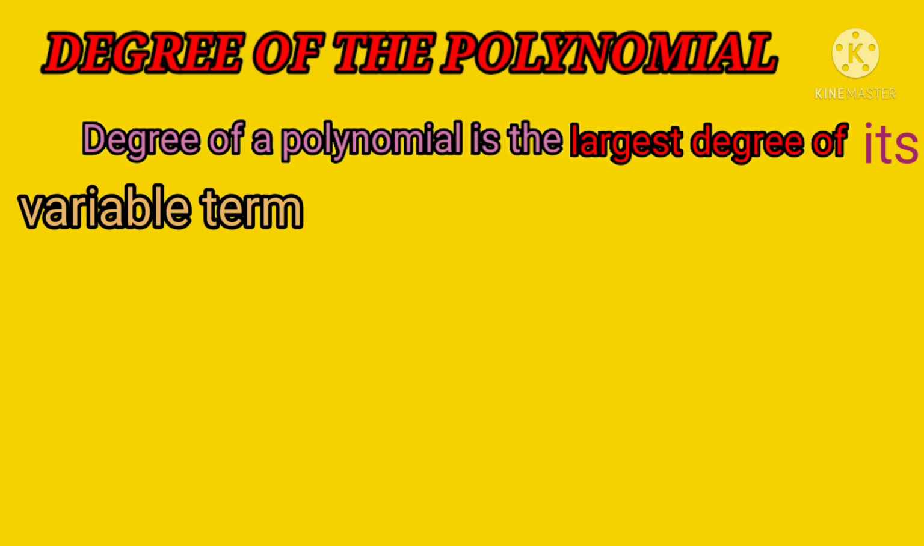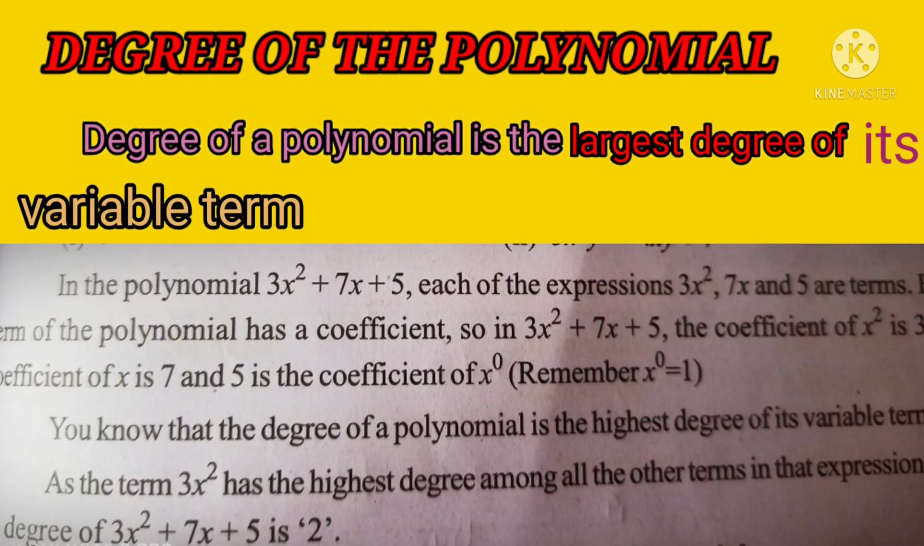Students, next we discuss the degree of the polynomial. The degree of the polynomial is the largest degree of its variable term. Observe the given picture. In the polynomial 3x square plus 7x plus 5, each expression, 3x square, 7x and 5, is a term.